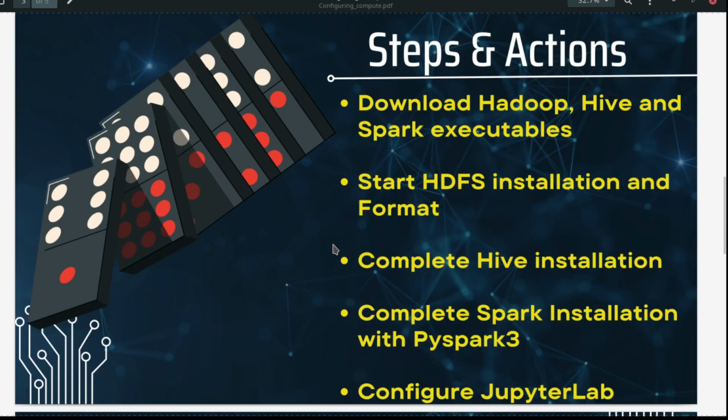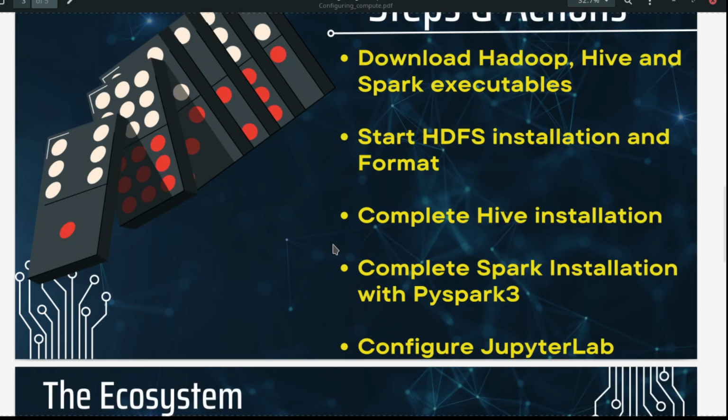What actions we are going to take in this video and this series of videos is that we are going to download Hadoop, Hive and Spark executables from the Apache Foundation website. We will initiate Hadoop file system installation and then ensure that the installation is done properly. Complete the Hive installation and ensure that the Hive installation is done properly. Then go to Spark and PySpark installation, and then finally configure JupyterLab.